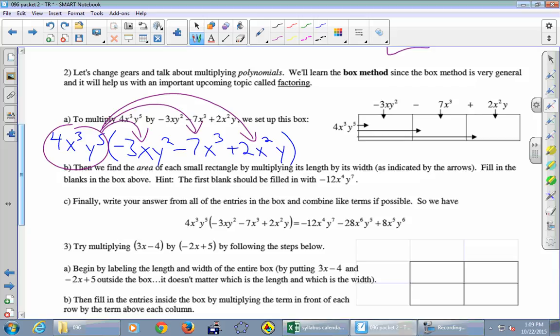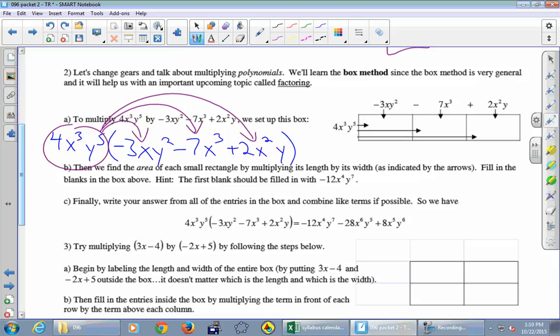This guy on the front is going to go on the left-hand side, 4x cubed y to the 5th. How many terms are in the parentheses? 3 terms. They each go above one of these little rectangles here: -3xy squared, minus 7x cubed, plus 2x squared y. This is why the box has 1 row and 3 columns in it. It's because there was 1 term in the front, 3 terms in the parentheses.